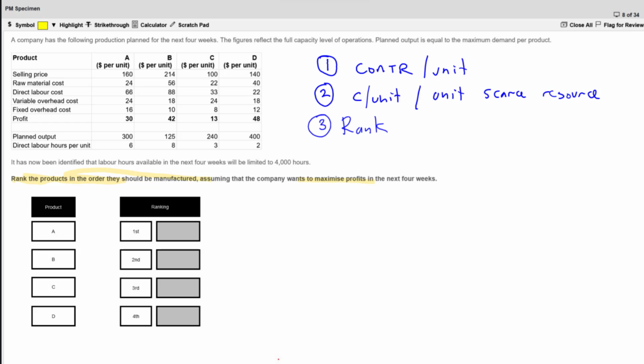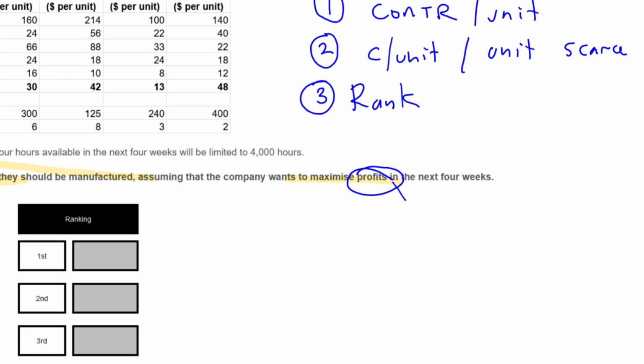And the final step is then to rank the products based on that contribution per unit of scarce resource. Here's the trick. No matter what they ask us for, whether it's profit or contribution, we're going to work in terms of contribution. In the short term, the fixed costs will not change based on our production plan, unless those fixed costs are product specific. Okay, so that's the trick here, to work in contribution, not profit. So step 1, can we get the contribution per unit? Well, I think we can do that rather quickly.